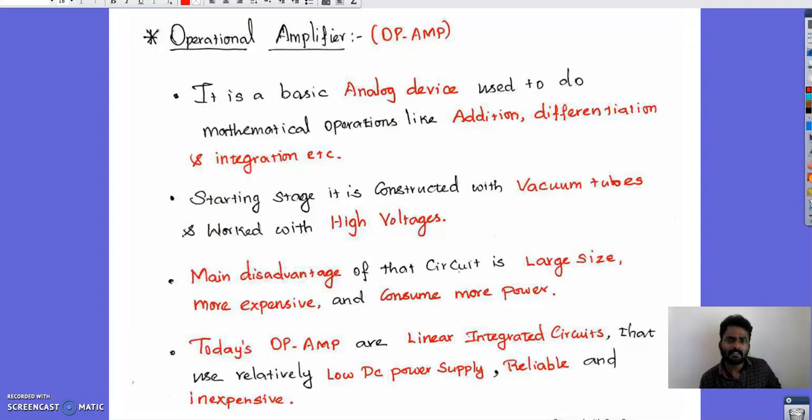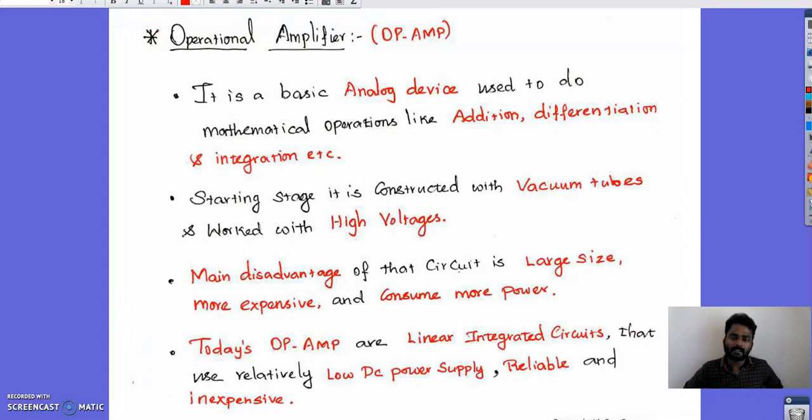And in the starting stage, earlier while inventing the operational amplifier, it was constructed with very big vacuum tubes which worked at high voltages. So we faced many disadvantages in that circuit. The main disadvantage is that it is very large, and while the size is very large, the construction cost will also be more expensive, and as it works at high voltages, it consumes more power.